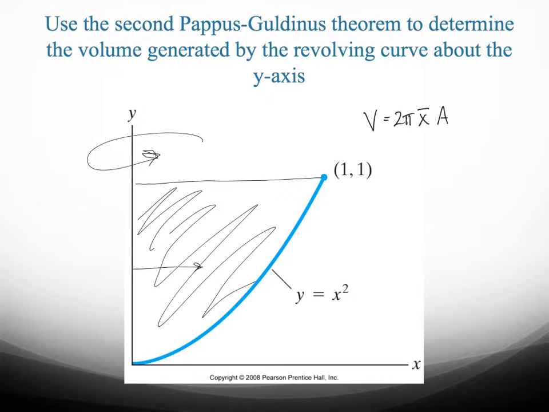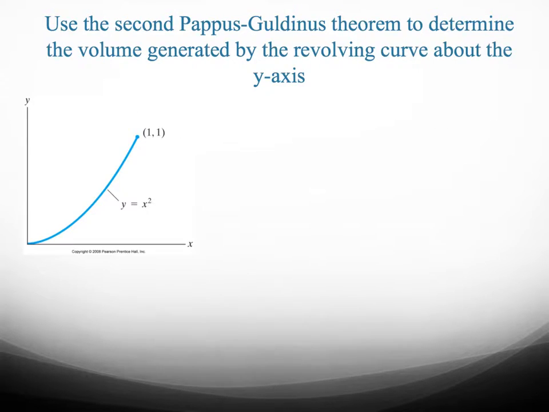So the things that we need to find are x bar, and then we also need to find the area, but keep in mind this will be the denominator when we're calculating x bar, which is the centroid. All right, so let's go to another page where we have a little bit more room.